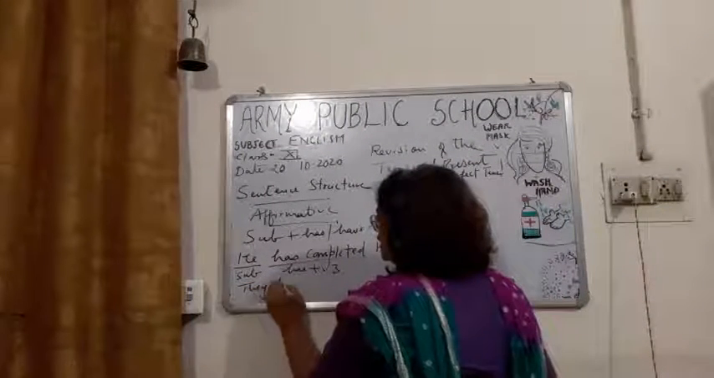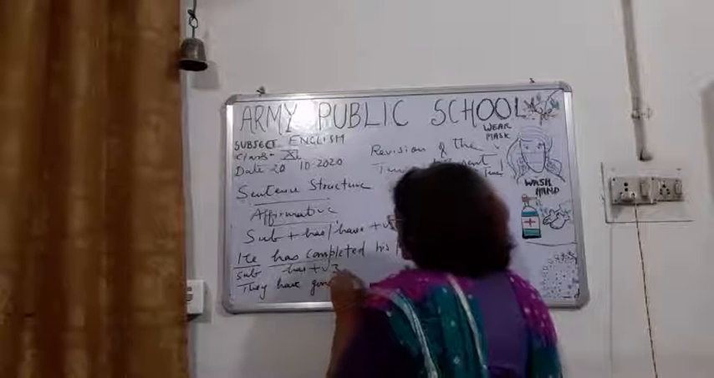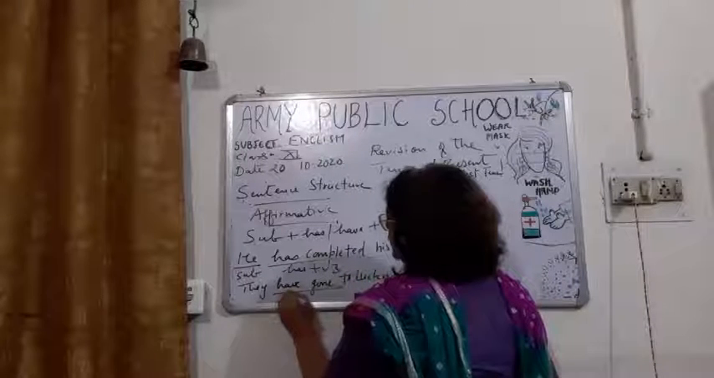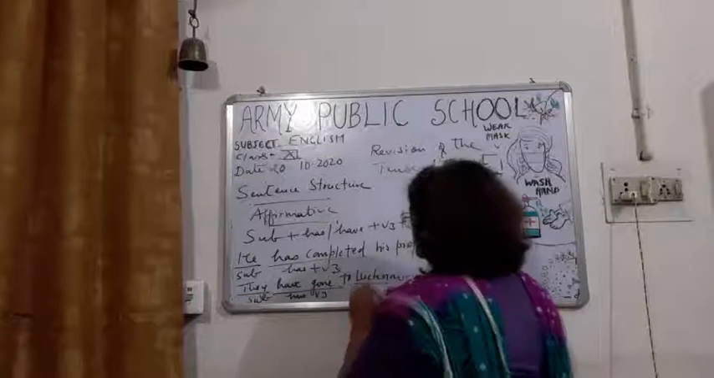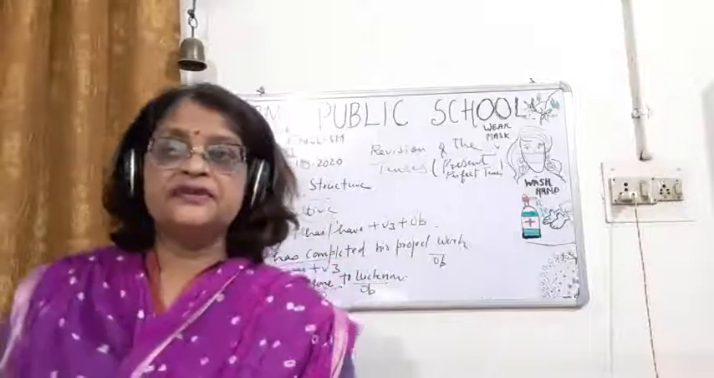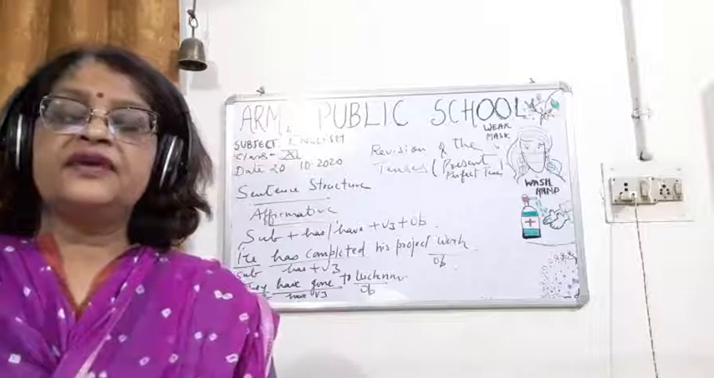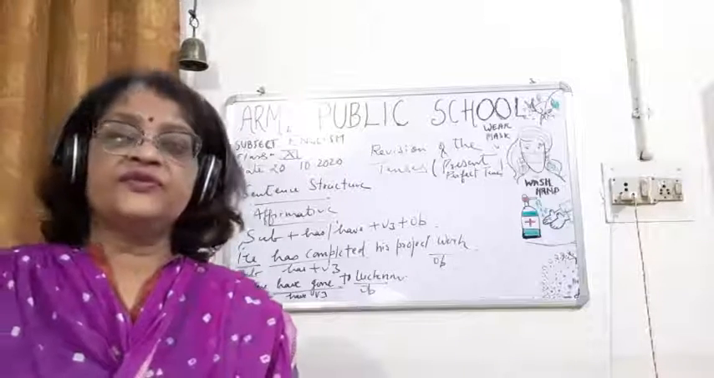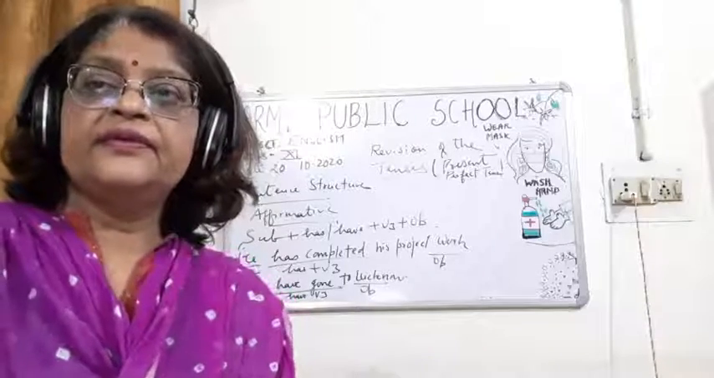They have gone to Lucknow. Have plus V3 plus subject plus object. So go through this sentence, read it once more, and you can see where have is coming and where has is coming. In both sentences we are using the third form of the verb. That is, in present perfect tense we always use the third form of the verb.